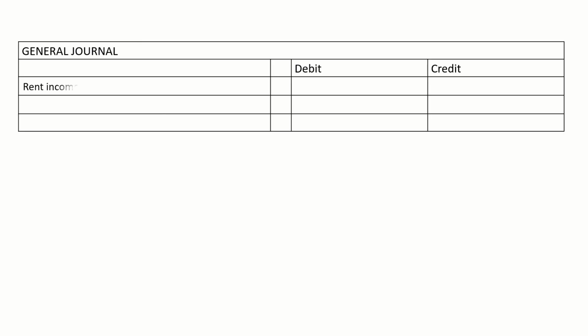In your general journal, your rent income will have to decrease. Every income will always decrease on the debit side. Your rent income will decrease on the debit side, and we're going to call that SOCI. And we'll have income received in advance, which will increase on the credit side, and we're going to call that SOFP.